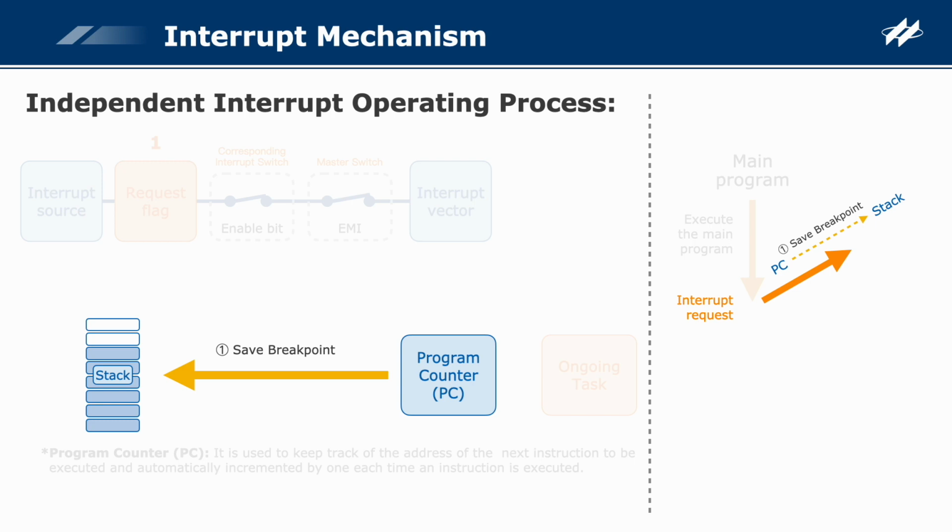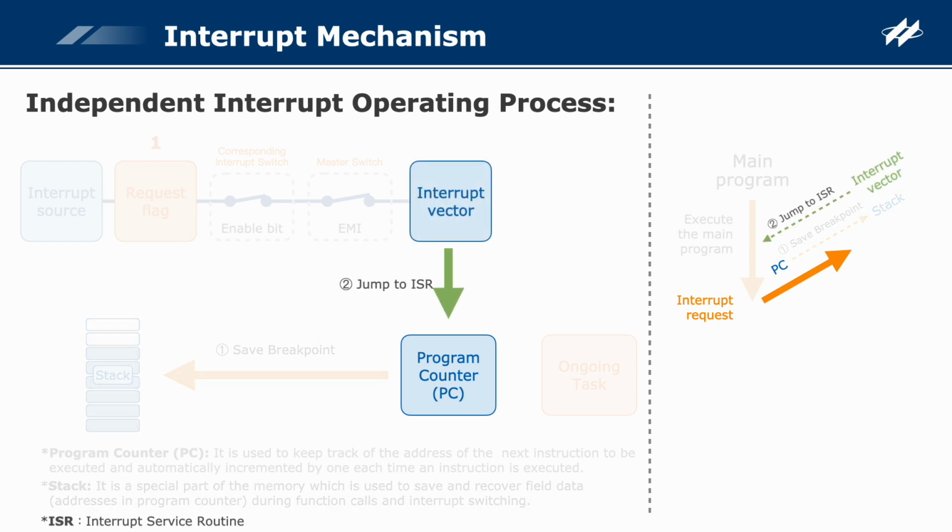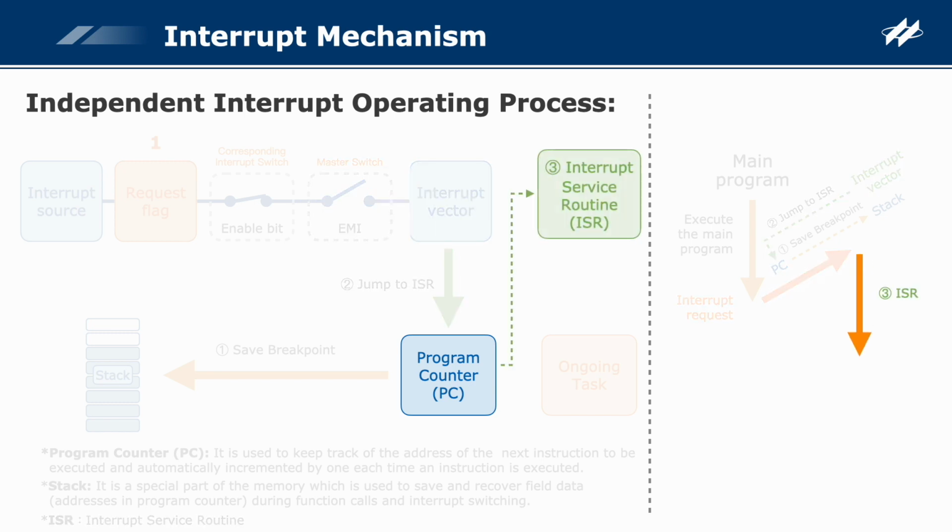to the stack. The stack is a special part of the memory which is used to save the contents of the program counter only. Then, the CPU loads the corresponding interrupt vector address into the program counter and jumps to the interrupt service routine. At this point, in order to prevent the execution of the interrupt service routine from being interrupted by other interrupt requests, the global interrupt EMI is automatically disconnected by the MCU. Next, the CPU starts to execute the interrupt service routine.